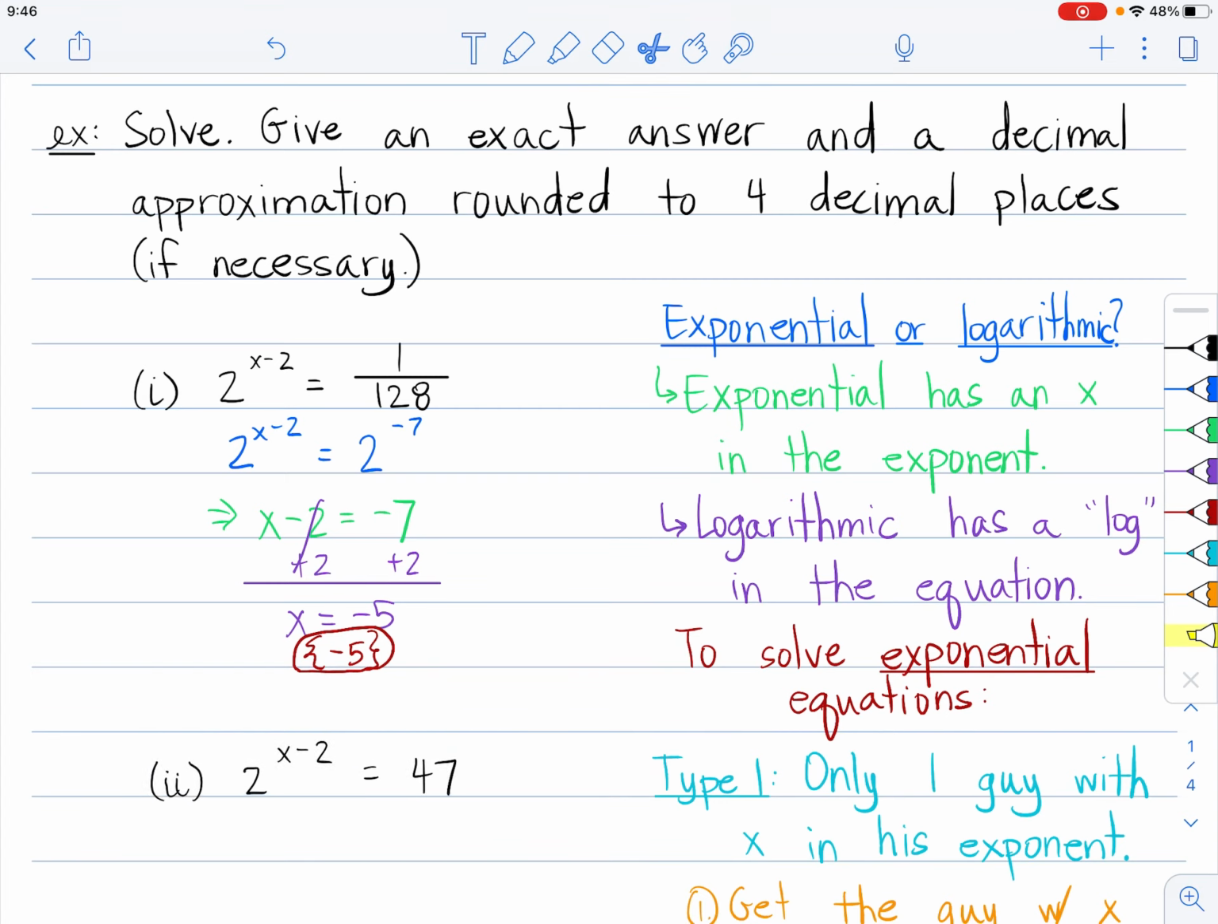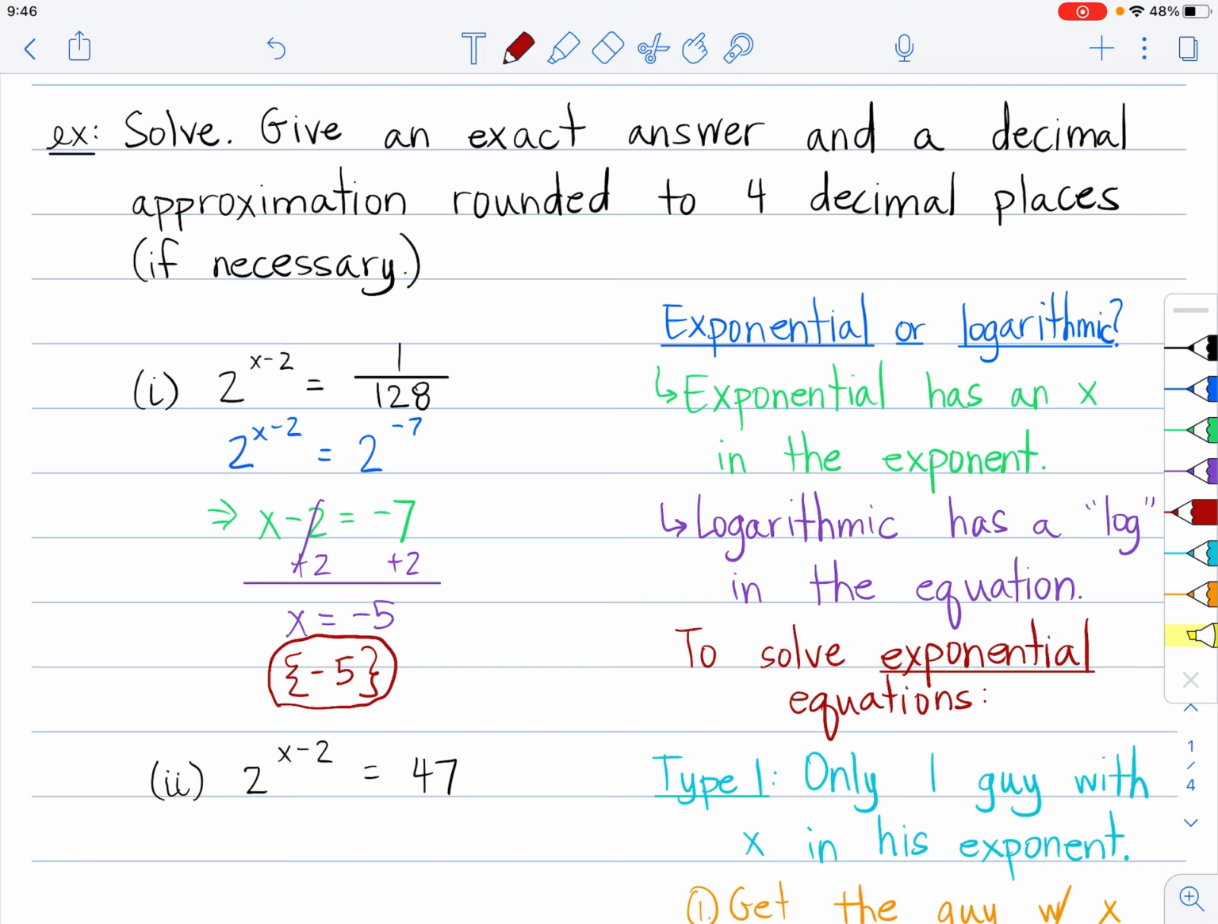Hopefully, oh yep, it moved everyone, that's good. All right. Solution set, negative 5. That negative is a little weird, but we are done here.